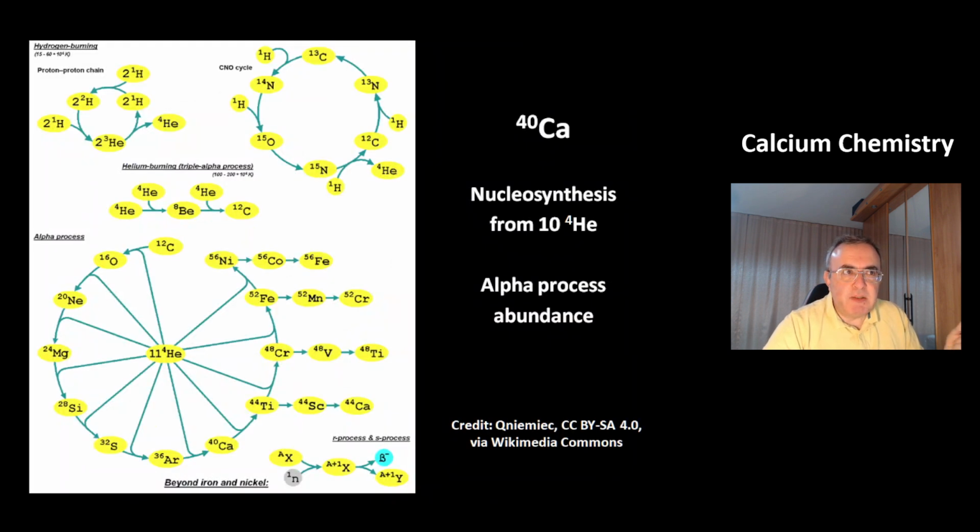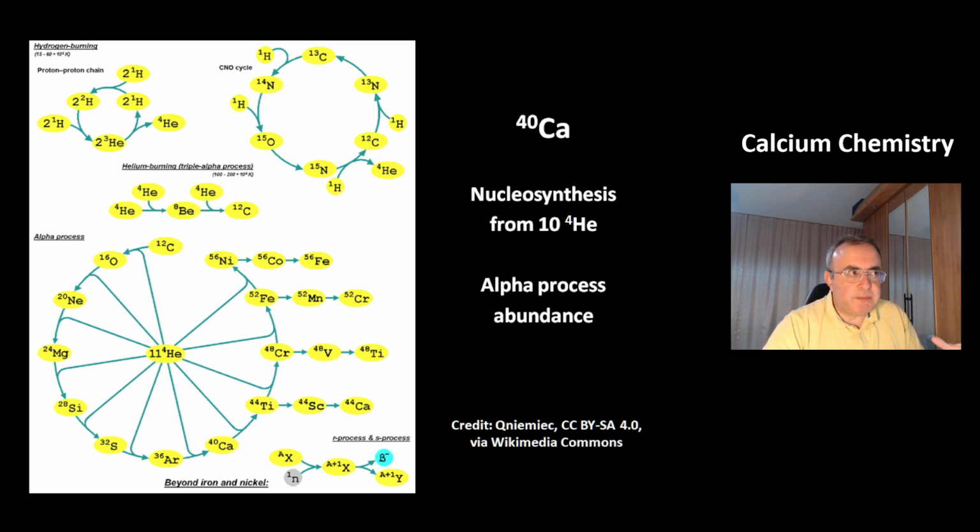This picture explains why calcium is so abundant. It is a picture of the nucleosynthesis of the lighter chemical elements. At the top left, that's the proton-proton chain that makes one helium-4 isotope out of 4 protons. At the top right, that's the CNO cycle. That's another mechanism of nuclear reactions that also produces helium-4 from 4 protons. In the middle, that's the helium-burning triple alpha process.